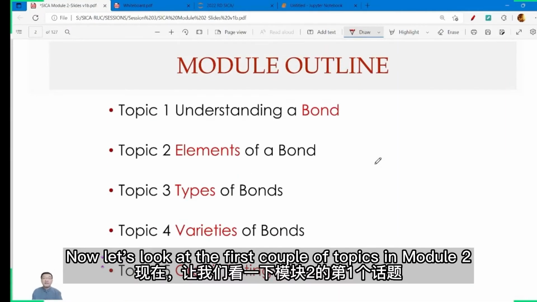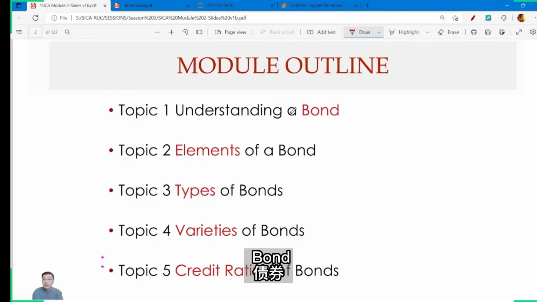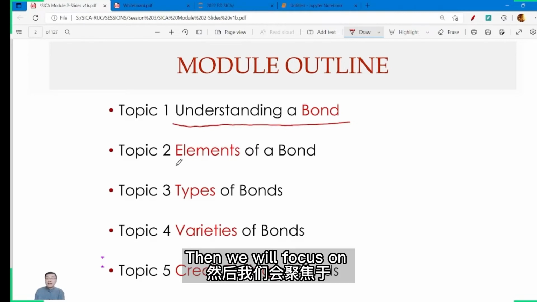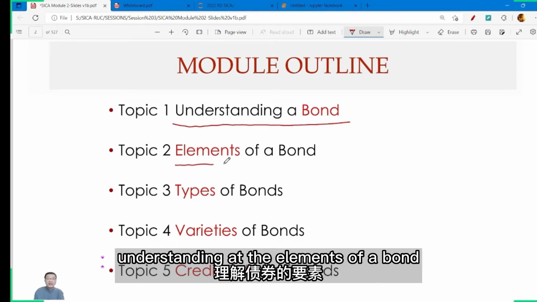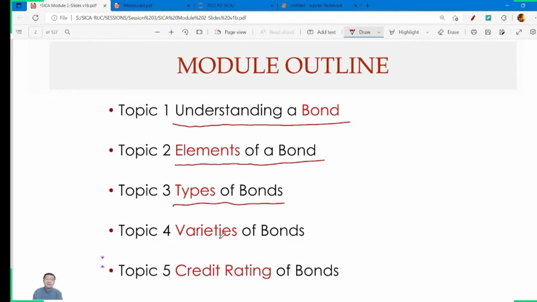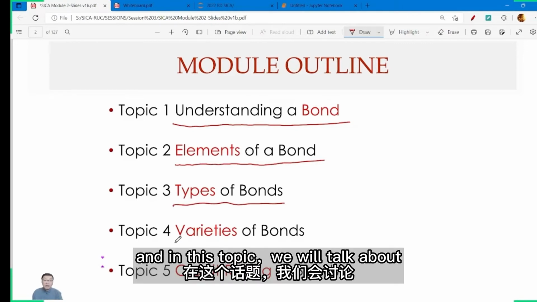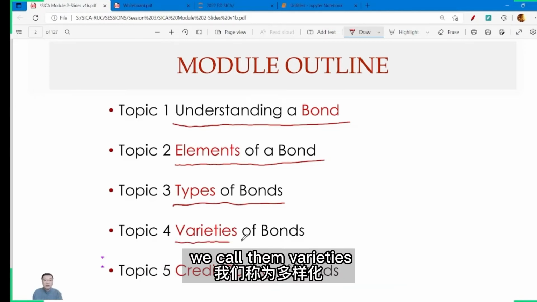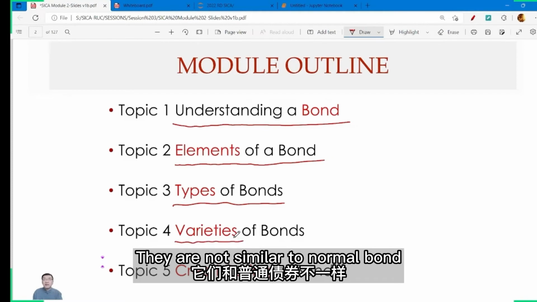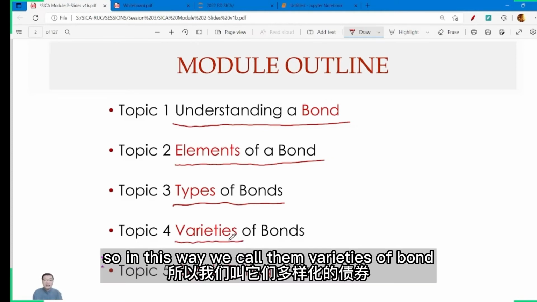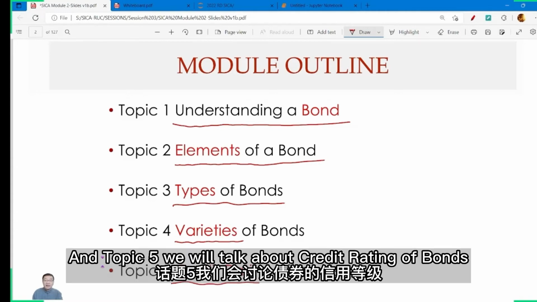Now let's look at the first couple of topics in Module 2, bond. First, we'll talk about what a bond is. Then we'll focus on understanding the elements of a bond. After that, we will talk about the types of bond. In this topic, we will talk about some special types of bonds. We call them varieties. They are not similar to normal bonds. They look weird, so we call them varieties of bonds. And in topic 5, we will talk about credit rating of bonds.